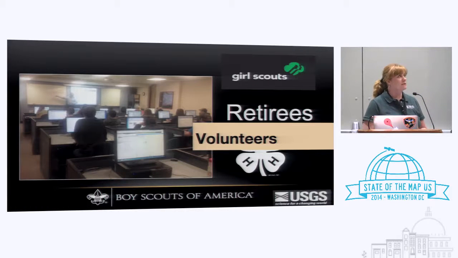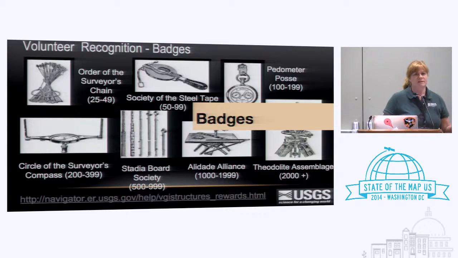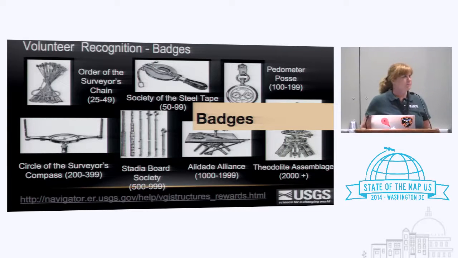Our volunteers are Girl Scouts, retirees, 4-H, we have a good relationship with 4-H, the Boy Scouts also, and anybody who wants to sign up. So it's similar to OpenStreetMap, you just register. We are working on some gamification techniques just to make things fun, and we're trying to capitalize on some of the things built into the OpenStreetMap infrastructure too. But in addition, we have volunteer recognition badges based on some antique surveying equipment, and that's just kind of fun. And then we tweet out people's names, and we put them on the USGS Facebook.